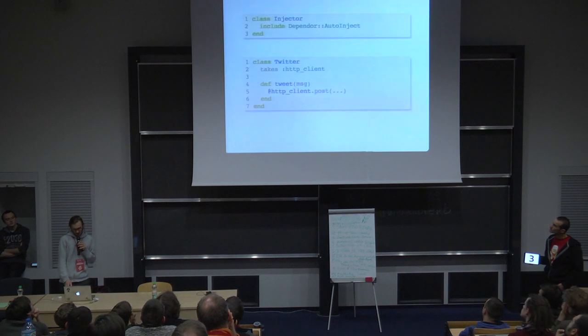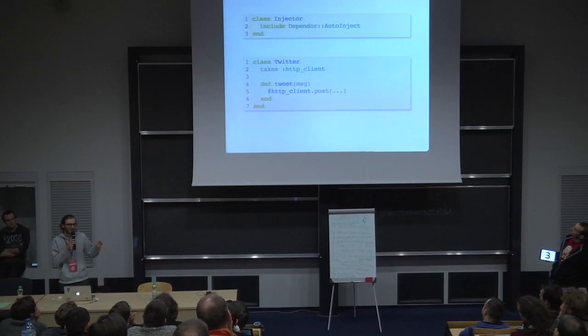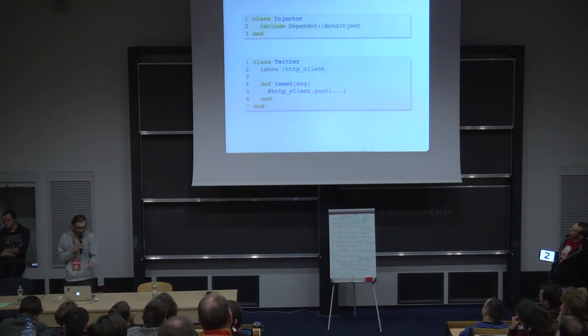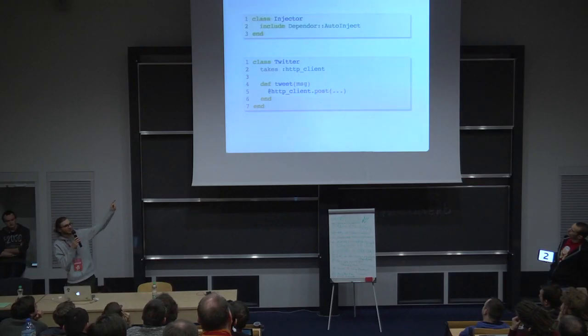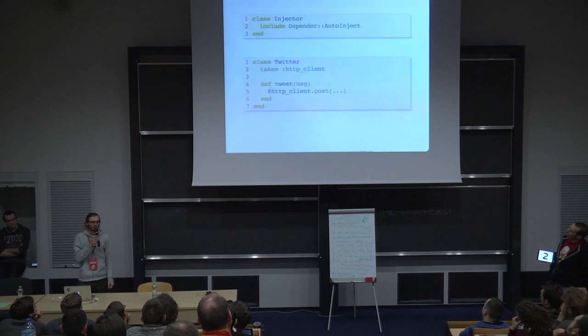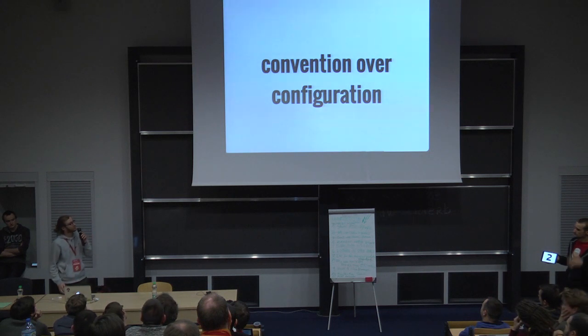So there is the new injector. It's 3 lines long. You just need to include the depender auto inject. It's based on convention, so it knows how to create the HTTP client, how to create Twitter, and the dependencies. Now the Twitter class is just 1 line longer. It just has that thing called takes HTTP client, which is a shortcut for defining constructors. So it's convention over configuration.